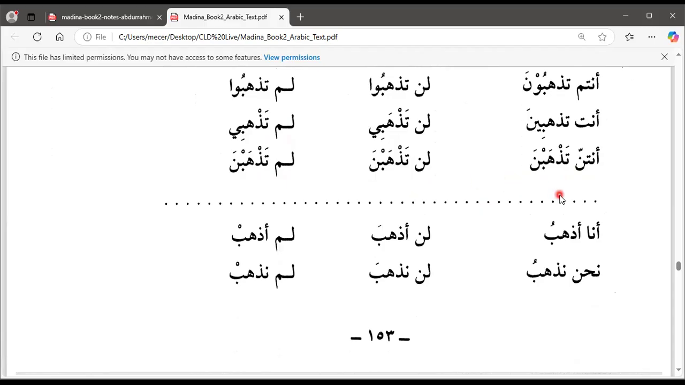When you see antuna or hunna, you should know that the verb is always mabni. It doesn't change. It's mabni. You only understand the effect, you only understand the fi'l through the use of particles. For example, here, when you see lan tadhabna, you know it is mansub. Although it is mabni, you know it is mansub. When you see lam tadhabna, you know it is majzum. Okay.